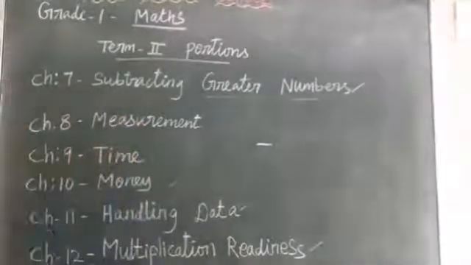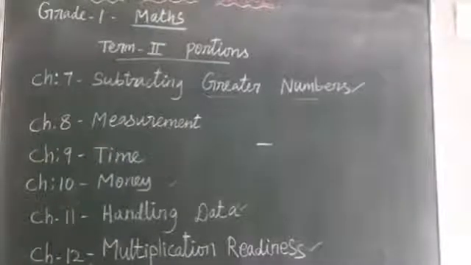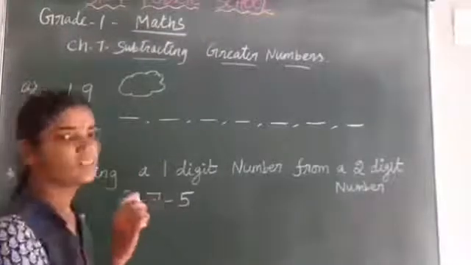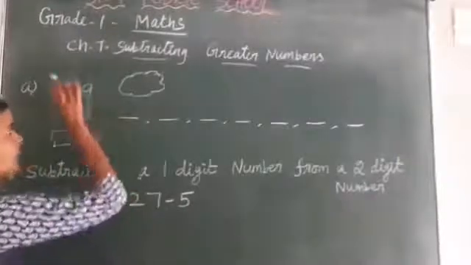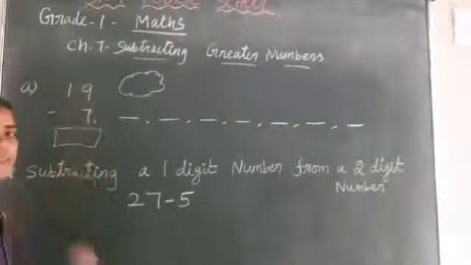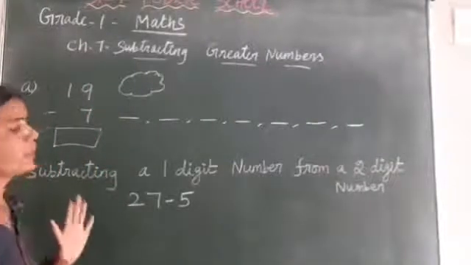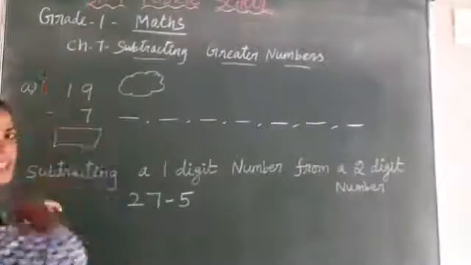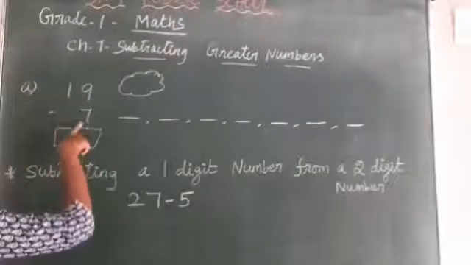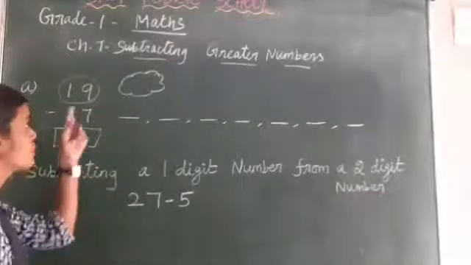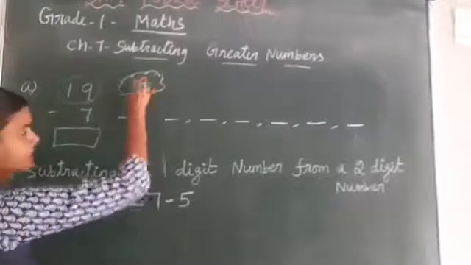Okay, so first we are going to see the first chapter, chapter 7, subtracting greater numbers. In this chapter, the first thing is to start from the bigger number. We are going to subtract a 2 digit number and a 1 digit number. So start from the bigger number. You can also start from the 1's place and 10's place. If 1's place, start from this number. I am going to take the full number 19 and write it in this cloud.